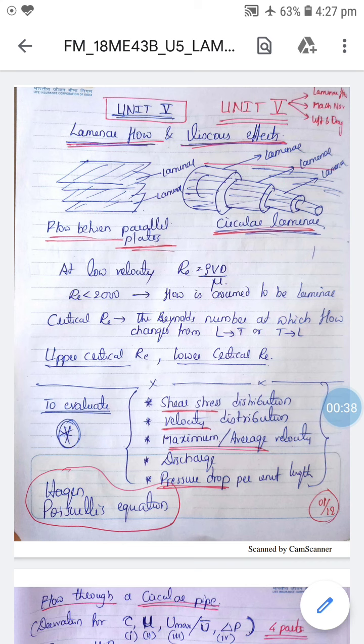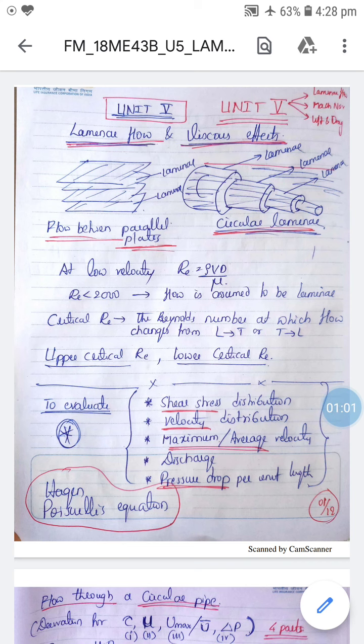The flow is classified as laminar or turbulent based on a dimensionless number called the Reynolds number. This we have already studied in fluid kinematics. This Reynolds number Re is given by rho V d by mu, that is the ratio of inertia force to viscous force. For a given fixed diameter pipe, d is constant, and for a given fluid, rho and mu are constant. So, finally, Reynolds number is a function of velocity.